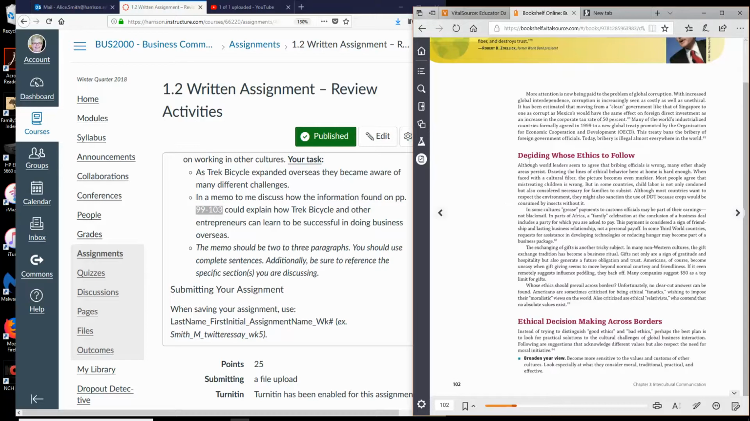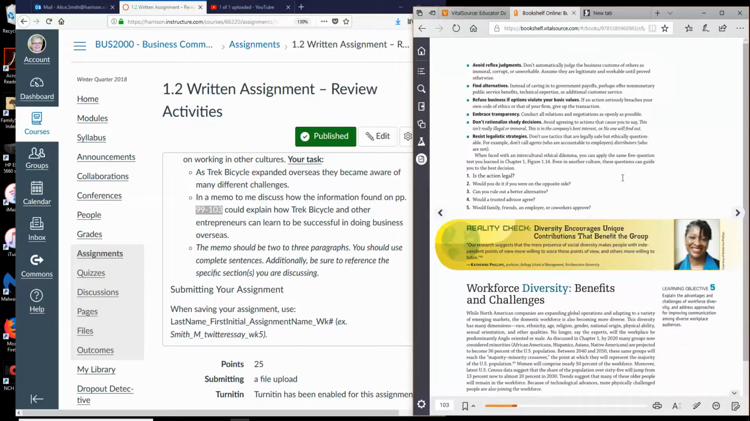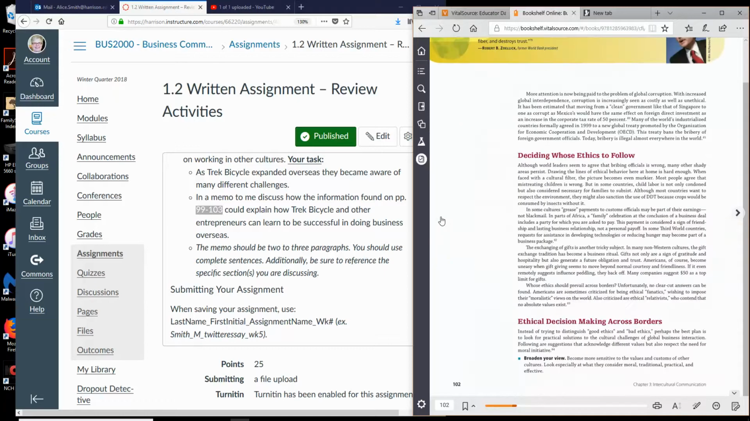So should Trek decide whose ethics to follow, if you think that may have been a consideration? Ethical decision across borders. Is that something? Okay. Find alternatives, refuse business if no options, legalistic strategies. And so let's say that you were talking in your answer about deciding whose ethics to follow.